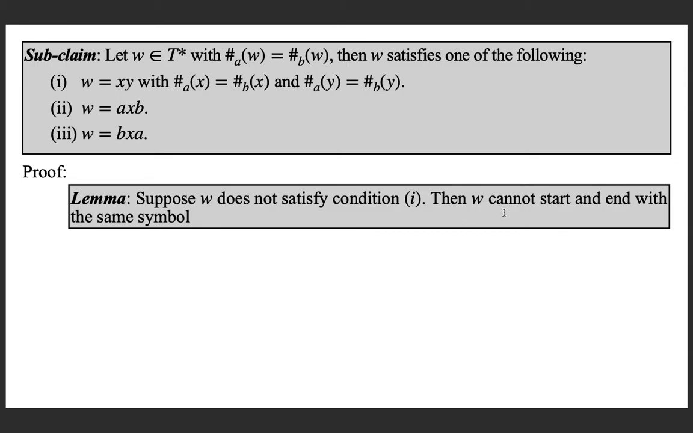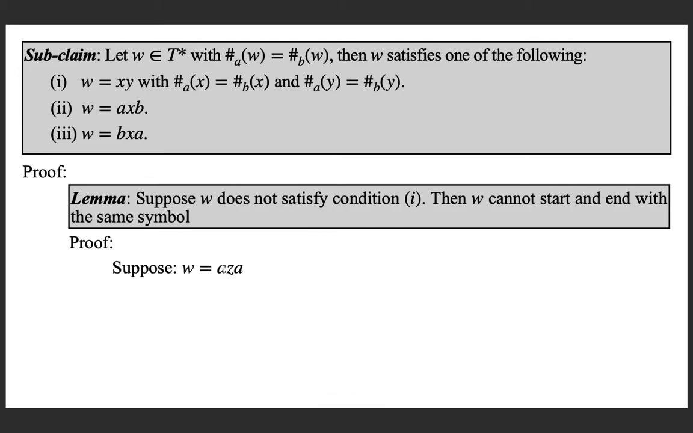Then we can claim that W cannot start and end with the same symbol. That is, if W cannot be split into XY satisfying these 2 conditions, then W cannot start and end with the same symbol. And we need to prove it. We can prove it by the method of contradiction. For the purpose of contradiction, assume that W starts and ends with the same symbol.